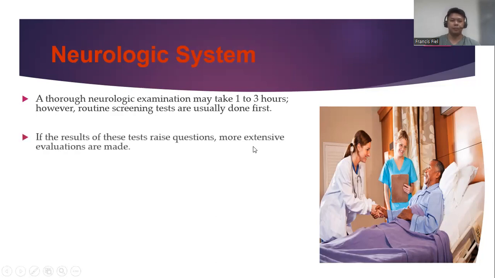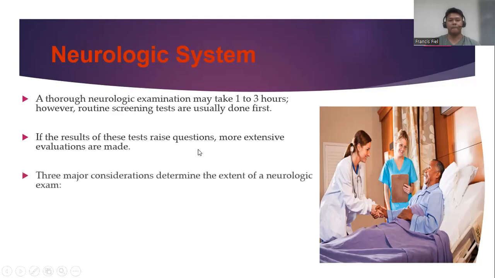All right. Now, if the results of these tests raise questions, more extensive evaluations are made. So if you see that the patient's consciousness, orientation or memory has a problem, then by that time you have to start an extensive evaluation of the neurologic system. Now, there are three major considerations to determine the extent of the neurologic exam. So what are they? One is the client's chief complaint.